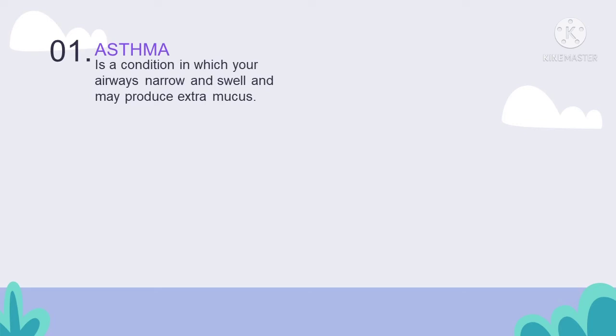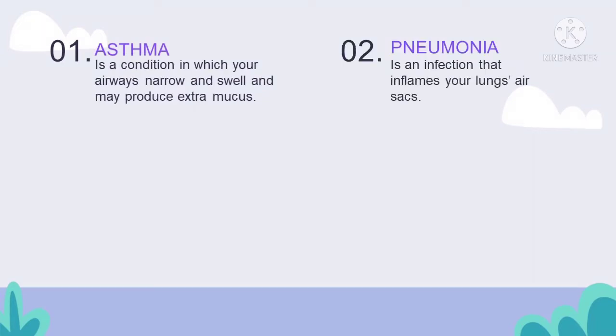First, asthma. It is a condition in which your airways narrow and swell and may produce extra mucus. It causes wheezing, breathlessness, chest tightness, and coughing. Pneumonia. It is an infection that inflames your lungs' air sacs. The air sacs may fill up with fluid or pus, causing symptoms such as cough, fever, chills, and trouble breathing.